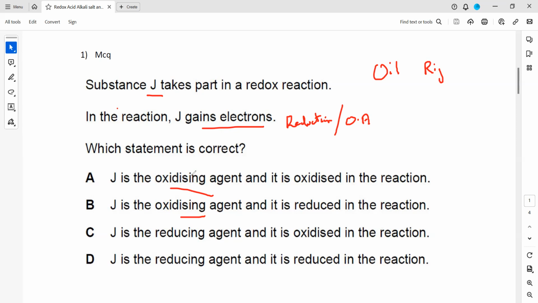So either A or B can be the answer, but it cannot be a reducing agent, because if reduction happens to a substance, it should be an oxidizing agent. And the substance which is an oxidizing agent during a reaction is itself reduced. So B should be the right answer.